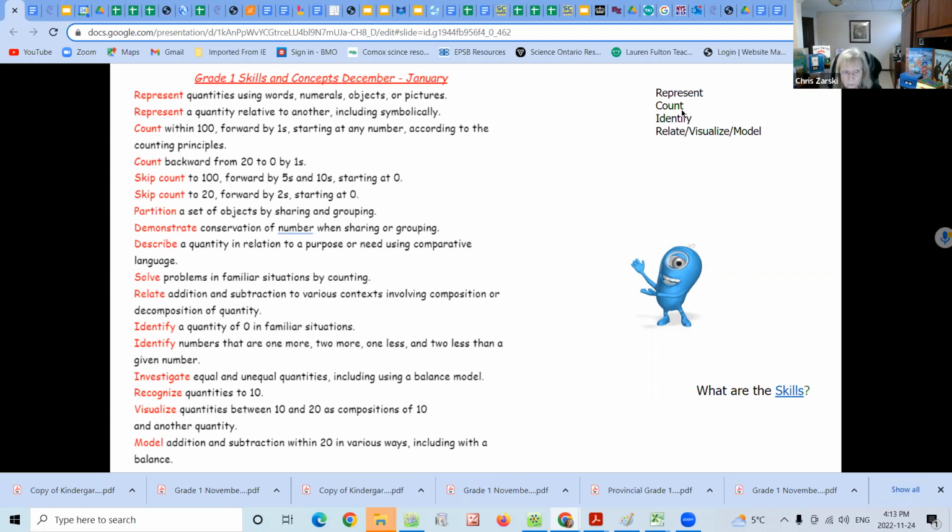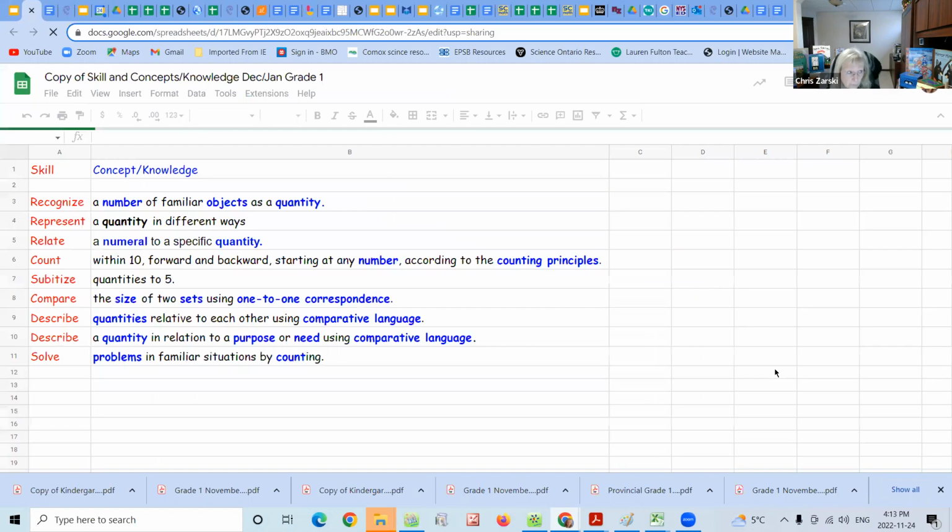So represent is one, count, identify, and then I put relate, visualize, and model all together because they do fit together and they're likely going to happen at around the same kinds of times that you're going to do it. We need to model, we need to show a student what a model is. So when you have your slide deck, you'll see that there's a skill link in here.